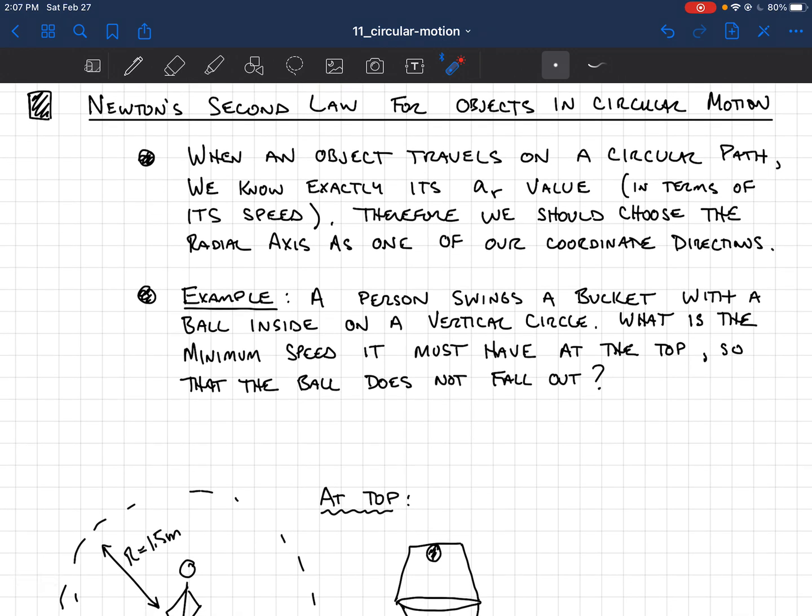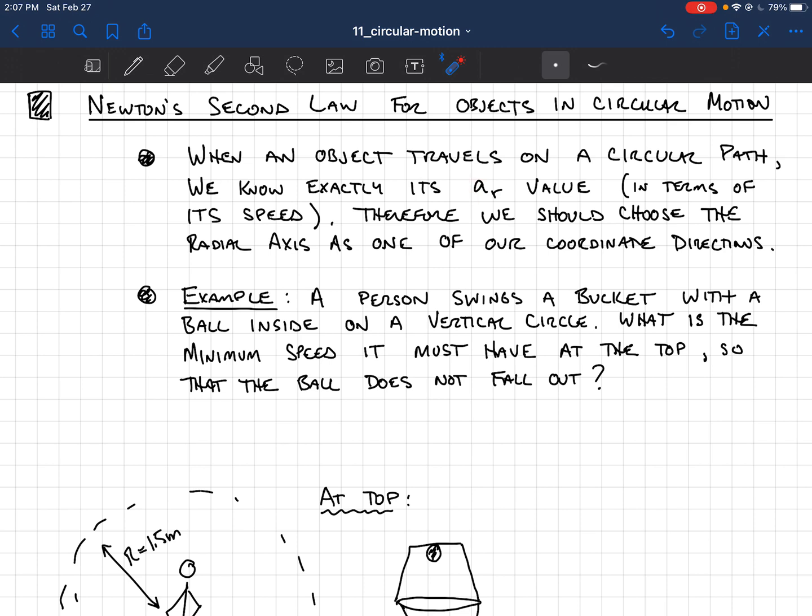So the point of what we found so far is that we know exactly what the AR value is. We know what the radial component of the acceleration is for an object moving in a circle. So if we're given a problem where an object moves on a circular path, then what we want to do is choose the radial axis as one of our coordinate directions. And if we do that, then because Newton's second law says F net is equal to ma, the a will become an AR in the radial component equation, and we can just plug in the value for AR that we know it should have.